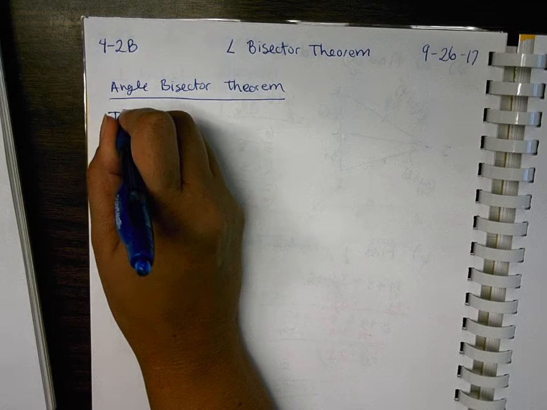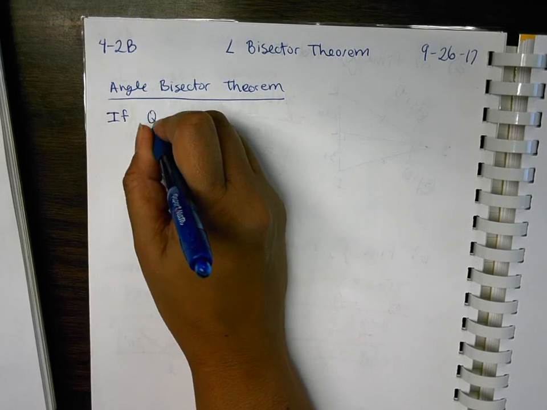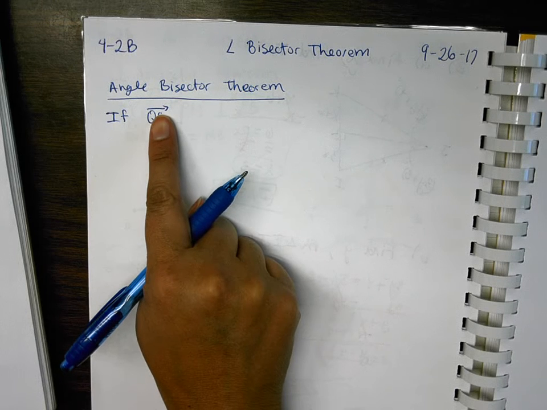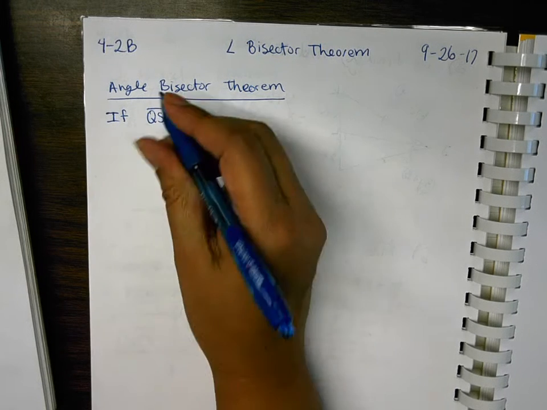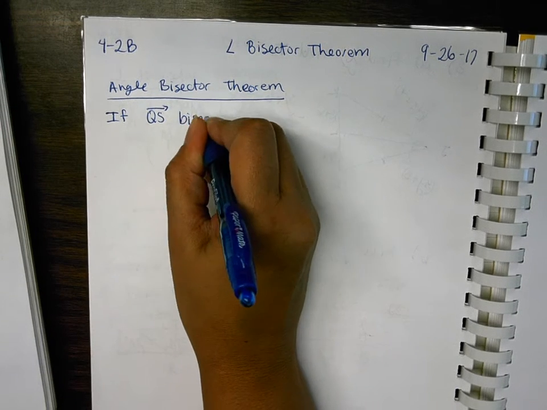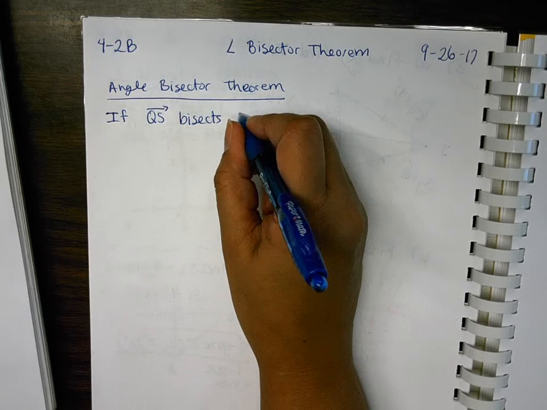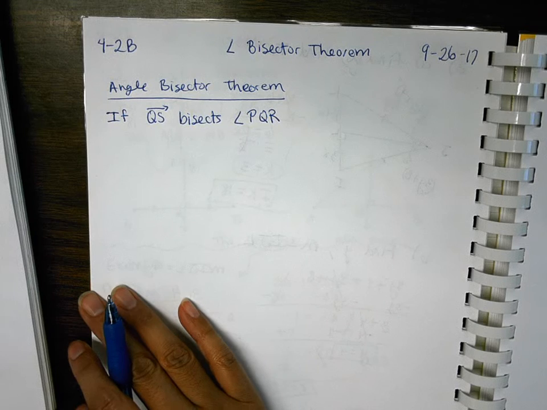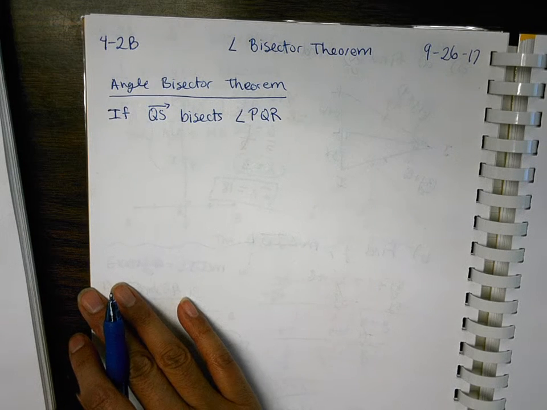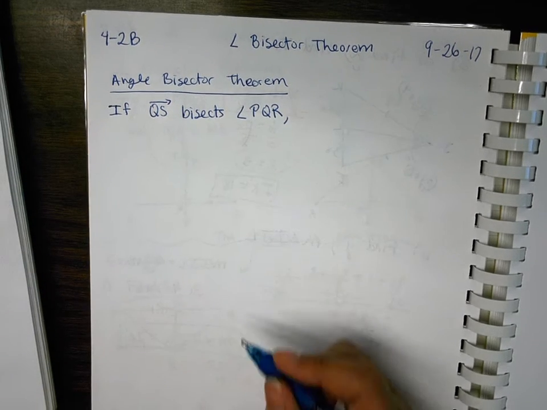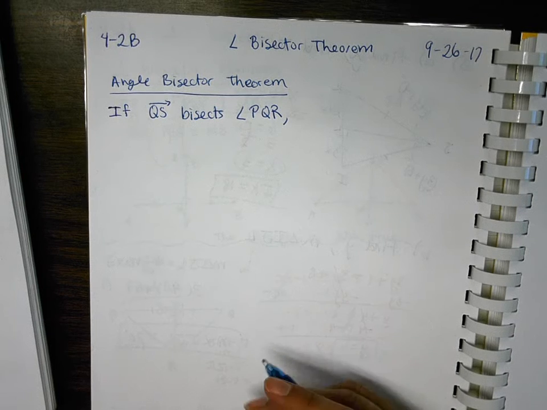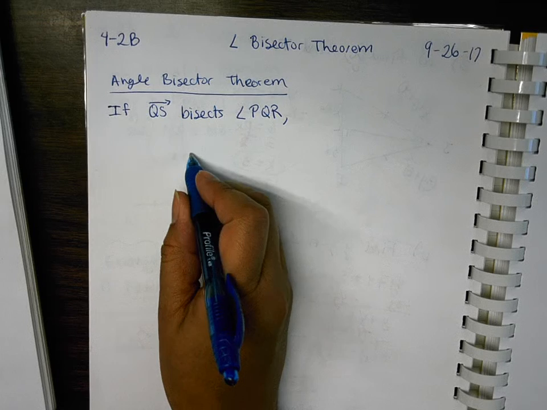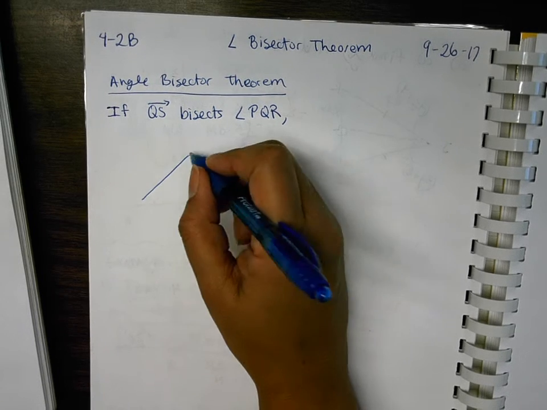Okay. If QS, now notice it's a ray, so I don't have arrows on both sides. If QS bisects angle PQR, comma. There is going to be more. I'm going to add another line of information right here, but before I do that, I do want to draw the picture so you guys can understand what is going on.